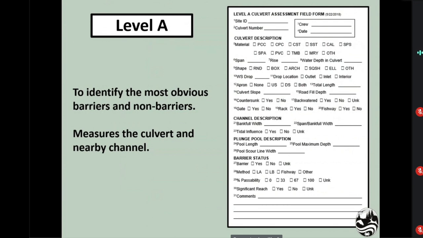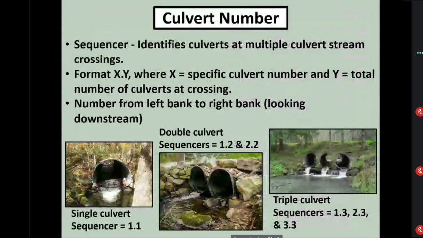Next, we get to level A and we actually pull out our equipment and start measuring. So first things first, culvert number. I'm going to go through each of the metrics now, and we'll go back to the level A form. It's not sequenced in these slides. But I do want to go back, and that's probably where we'll end today, is we'll go back to the level A form and walk through it one by one.